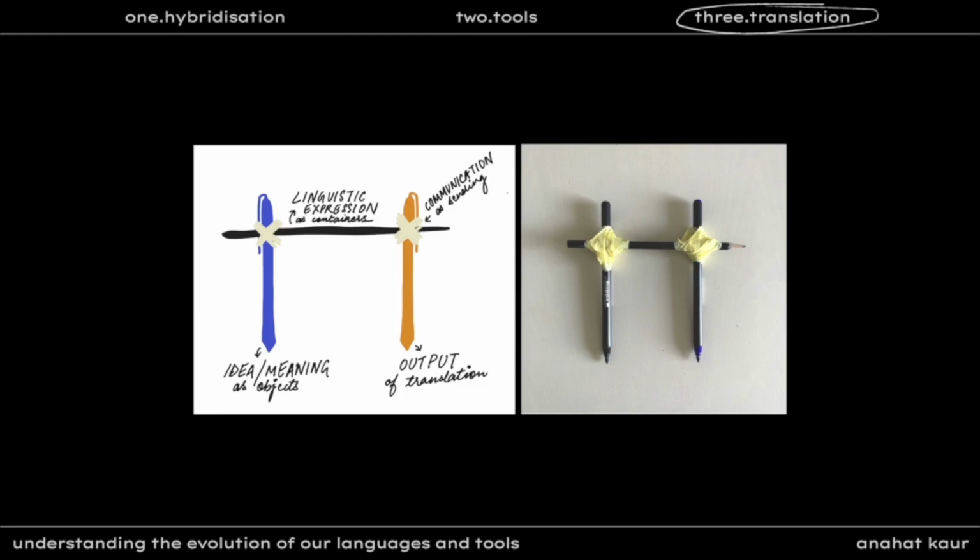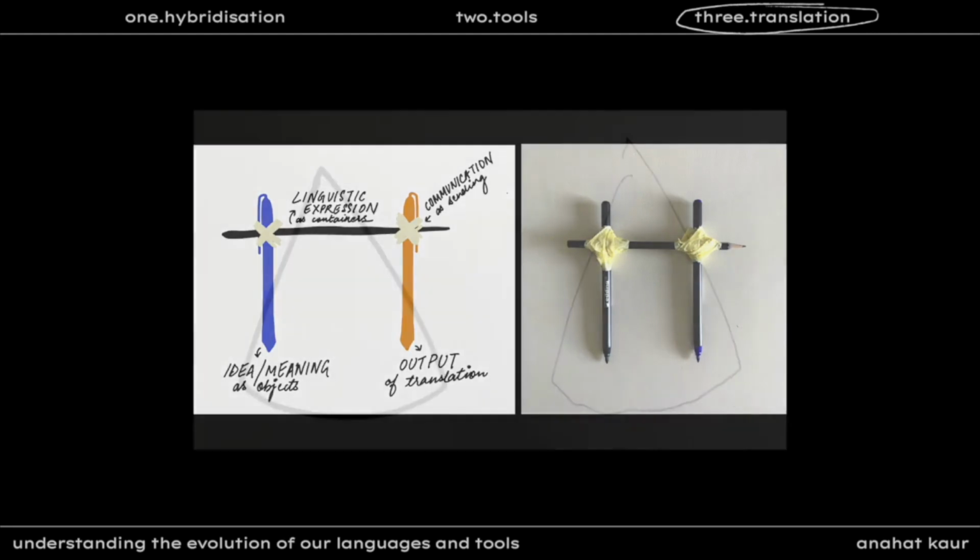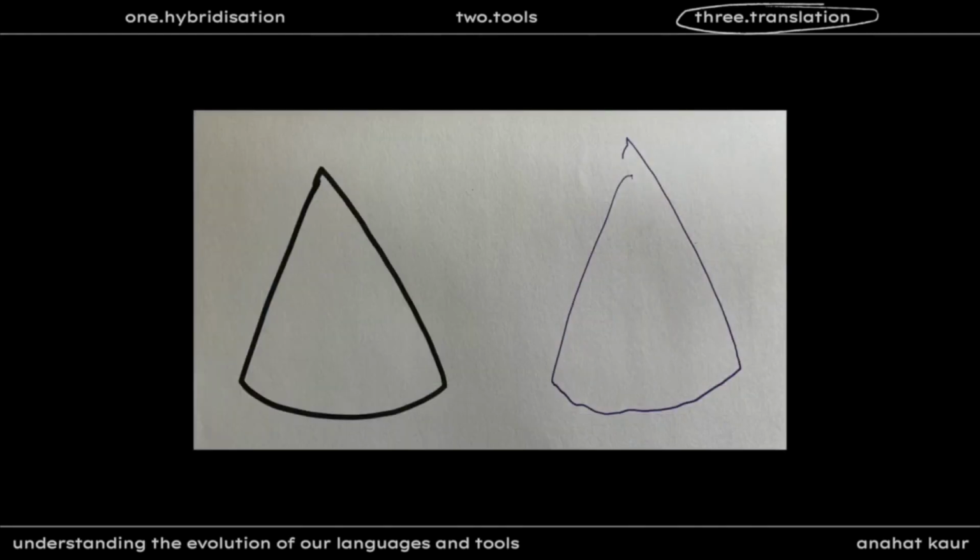With my new tool, I decided to draw objects by only keeping my focus on the blue pen, which is my idea. And the results of this experiment gave me a clear visual as to what is lost in translation and what is gained. In the first result, you can see that the black line on the right are my ideas, and the purple line is the result of translation.